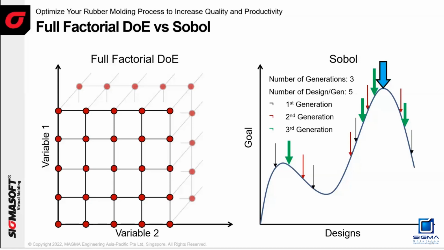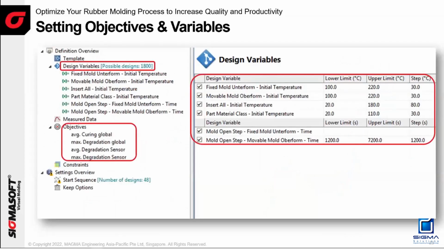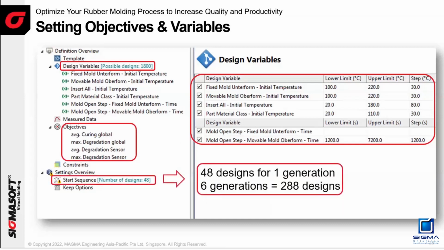So here we are going to do the same. We are not going to run the 1,800 designs. We are going to take 48 designs per generation, and we are going to use 6 generations. So in total 288 designs, we are going to use for our DOE here with the Sobol method. So in this case, it's not necessary to wait for many days. I think on the same day you will get the results because we already reduced it to 288 designs. I think it takes around 5 to 6 hours to complete all the 288 designs here.